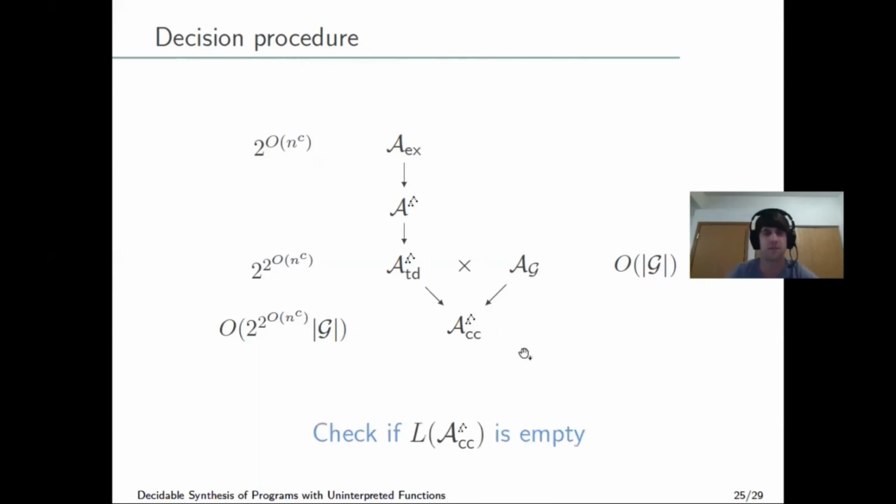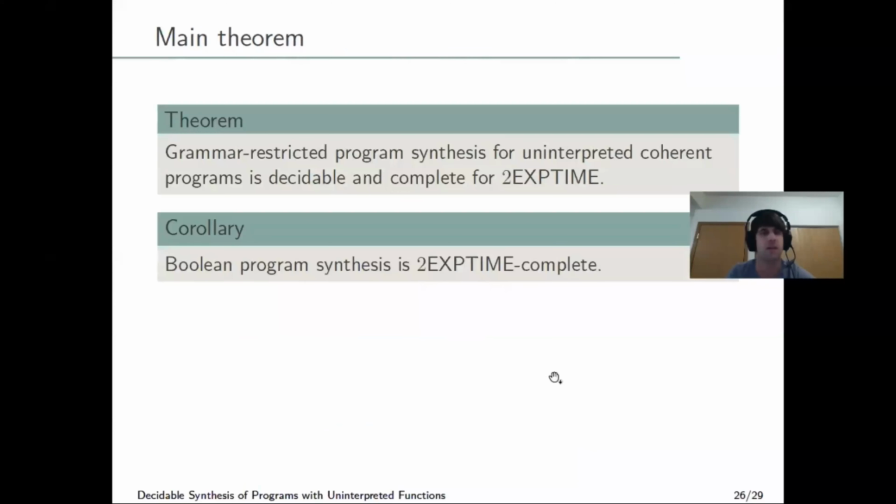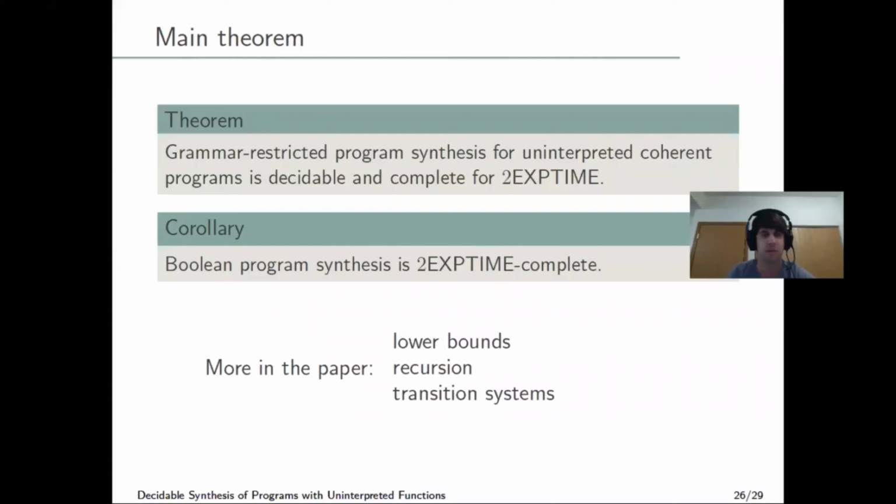So we've reduced program synthesis to checking whether or not the language of this final automaton is empty or not. And if it's not empty, we can search and pull out witness program trees. Our main theorem then says that grammar-restricted program synthesis for uninterpreted coherent programs is decidable and 2EXPTIME-complete. As a corollary, we also get that Boolean program synthesis is 2EXPTIME-complete. There's more in the paper, including lower bounds for these results, recursion, and related synthesis problem for transition systems.